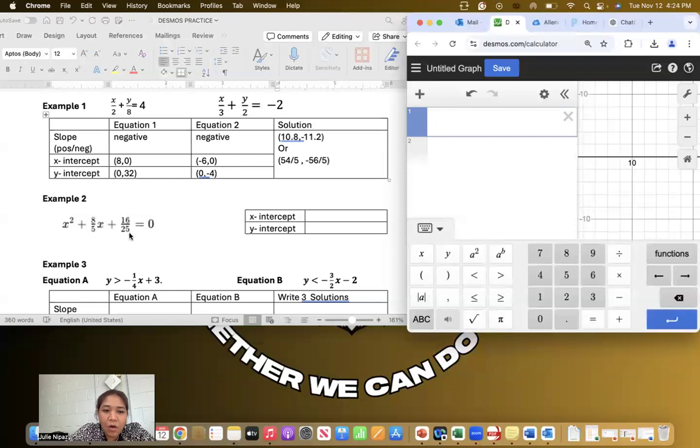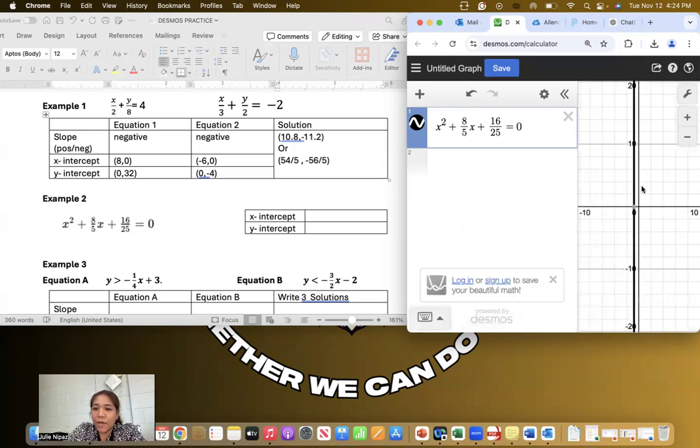And typing this on the graphing calculator, you will have x. Second power is this button here. So plus, that's a fraction again. So divide button, 8. Go down, 5. In the middle, put x. So plus, divide button again, 16 divided by 25 equals 0, right? So that's the equation given.